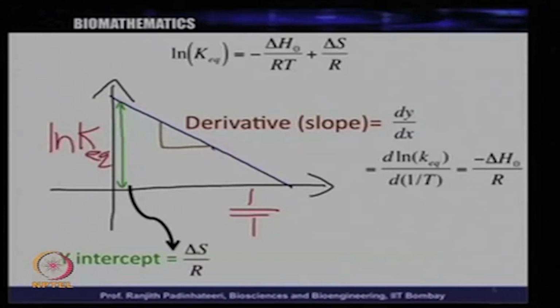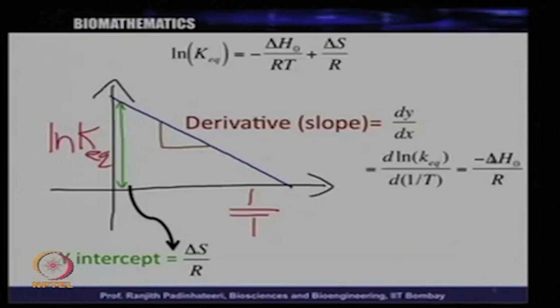So, the derivative, in other words slope, we learned that slope is nothing but derivative. The derivative, if we calculate, is basically dy by dx: how does the y, that is ln K equilibrium, change when things on the x axis change. If you take this y is equal to mx plus c and calculate the slope, the derivative, you will see that the derivative is minus delta H 0 by R.